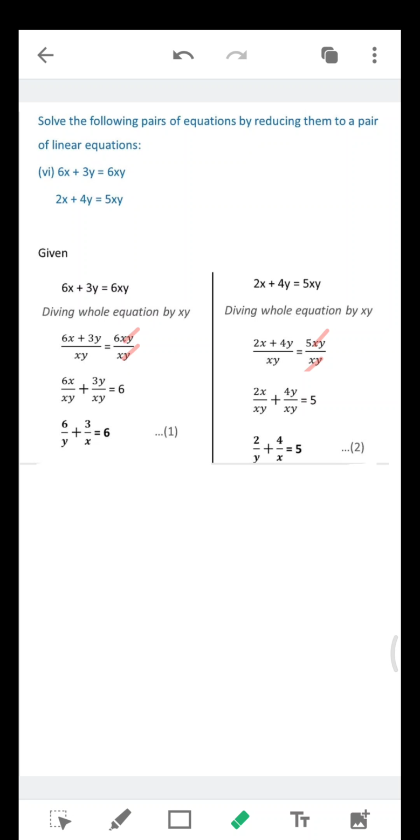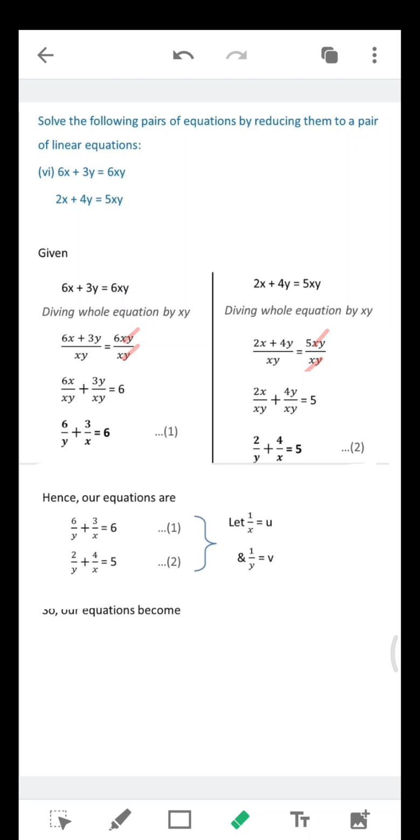Now we'll follow the same procedure that we did in the previous question, by assuming 1 by x is equals to u and 1 by y is equals to v. Okay, we'll put the values, so our equations become like this. It's not compulsory to arrange, I said. So here I kept it as it is, first y then x. So in place of 1 by y I'll write v.